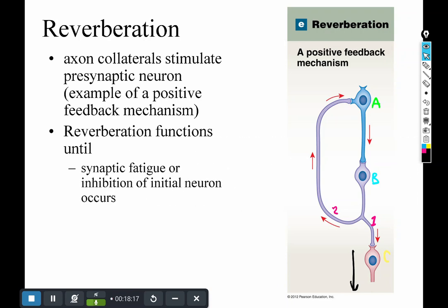And in general, you must be thinking, well, how does this stop then, right? Because if activation of neuron B is going to always activate C and reactivate A, then where's the off switch for that? How do you make it go away? So the answer is either synaptic fatigue, which we haven't really talked much about, but synaptic fatigue is basically when you run out of neurotransmitter at a particular synapse.